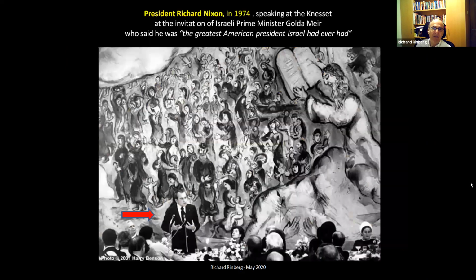You have to be careful if you're a politician. Here's Richard Nixon in a black and white photo from 1974. And Golda Meir said in front of everyone, he's the greatest American president that Israel ever had. And you look at his hands, the photographer, Harry Benson, said he just loved Nixon's hands because look at the hands of Moshe.